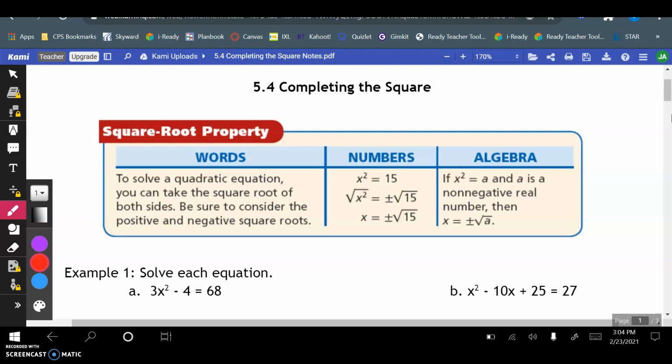So in the middle here, it shows x squared equals 15, so we take the square root of both sides. Remember that when you take the square root of a number, there's a positive answer and a negative answer. So for instance, square root of 36 is 6. It's also negative 6 because negative 6 times negative 6 is positive 36 as well. So you can't forget the negative answer. So that's why that little plus sign with the underline, that's actually a positive negative sign, is in front of that.